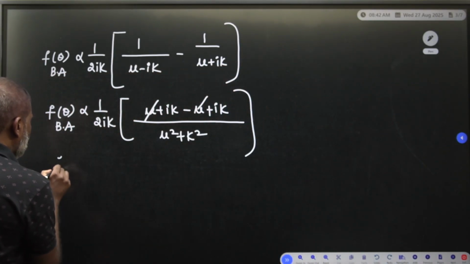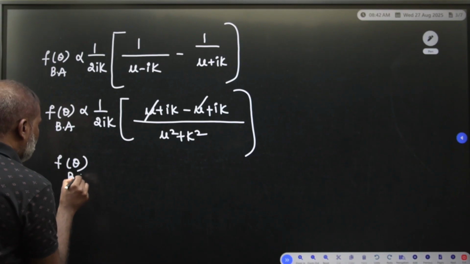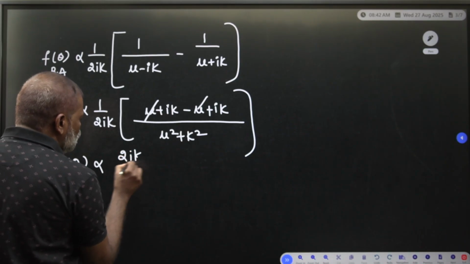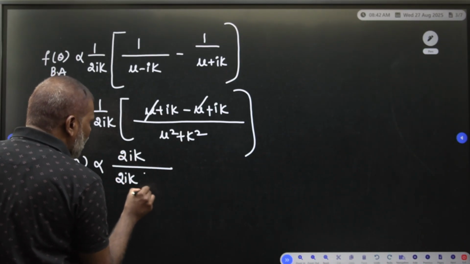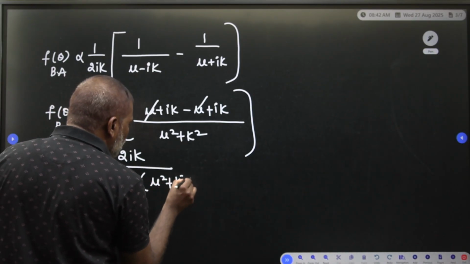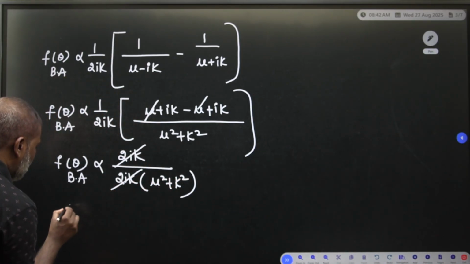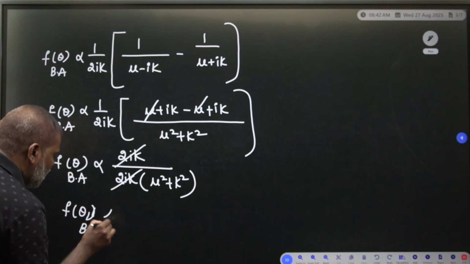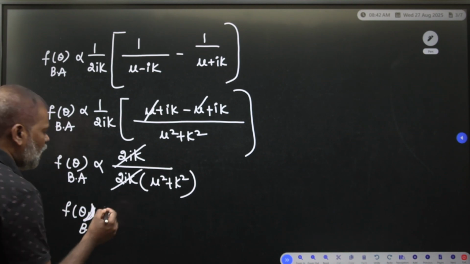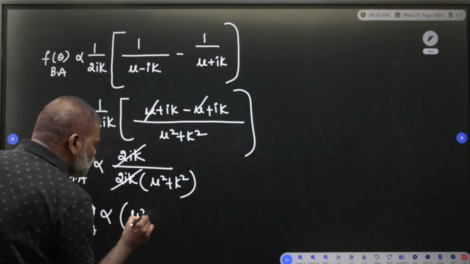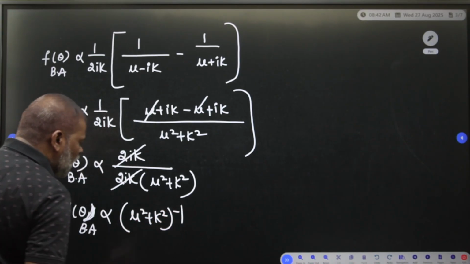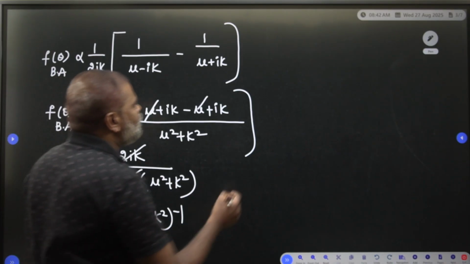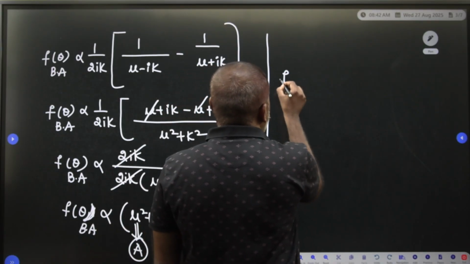So f of theta under the Born approximation is directly proportional to 2ik divided by 2ik into mu square plus k square. So 2ik gets cancelled. f of theta under the Born approximation is directly proportional to (mu square plus k square) to the power of minus 1. Instead of mu I have to take a.